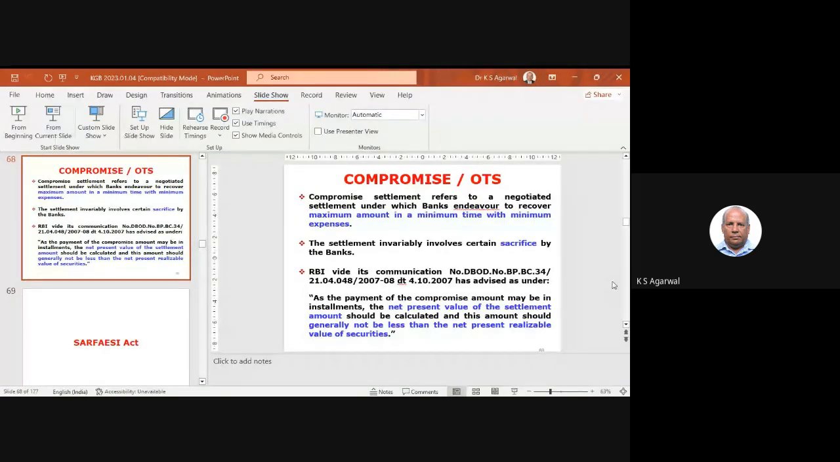In NPA management, we often resort to compromise, settlement, OTS. So I give him certain concessions, some waiver. Bank says that, okay, your dues are 1 lakh rupees, you pay me 80,000 and we close the account. Now this is known as compromise.